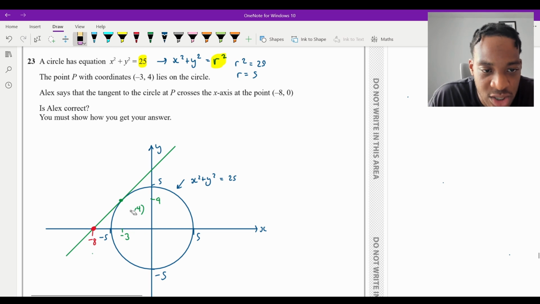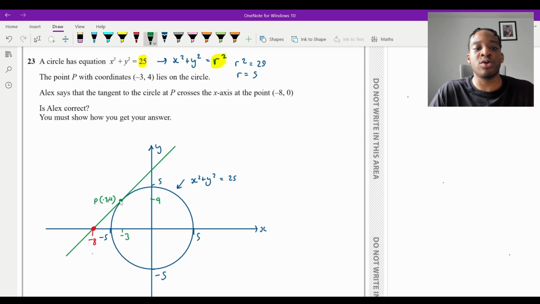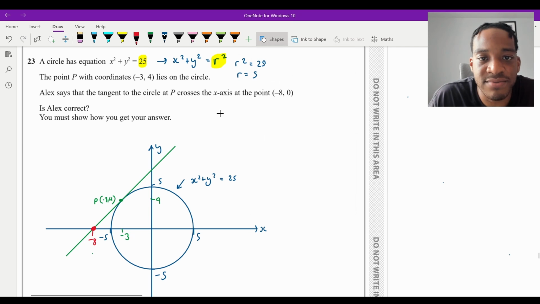What I'm going to do, because I need to draw a radius here, is say this is P, and put it on this side, minus 3, and then 4. Then I'm going to draw a radius from the point P to the center, which will be like this. I'm going to do it like this here.